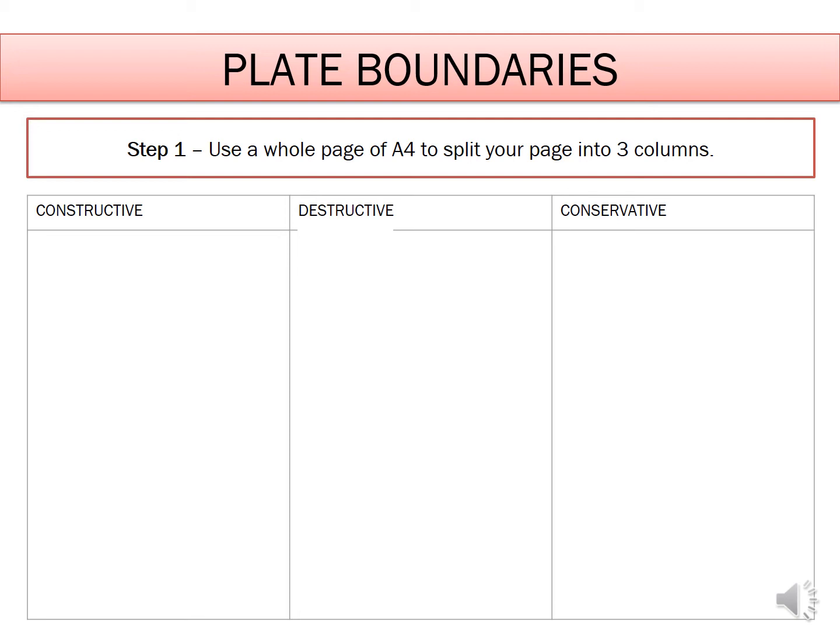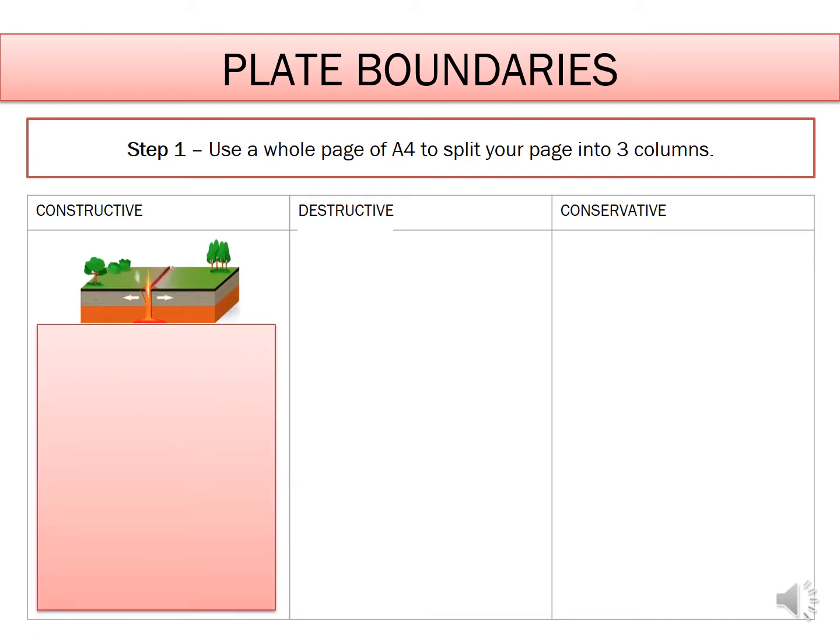So first thing I want you to do is get a page of A4, or if you are working on a computer, make a table and split your page into 3 columns like you can see on your screen. We are going to start with the constructive plate boundary. Okay, so first of all, I want you to create a diagram that looks like the one at the top of the constructive column. So you should have 2 plates moving apart with magma filling in that gap.